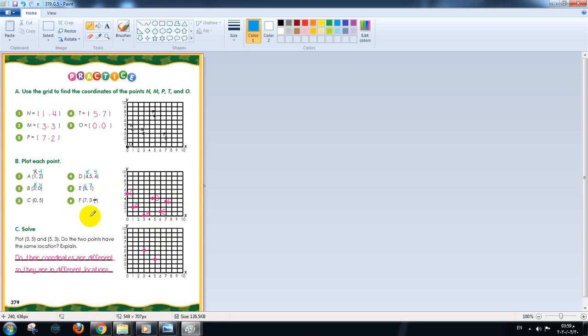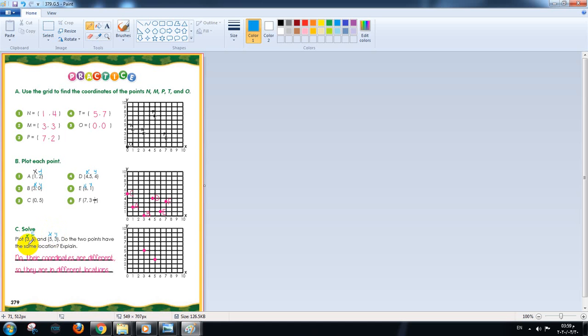Question number C, plot 3, 5 and 5, 3. Do the 2 points have the same location? Explain. You know that 3, 5 is different from 5, 3, because 3, 5 means 3 from the x-axis and 5 from the y-axis, a different location. About 5, 3, you can find 5 from the x-axis and 3 from the y-axis.